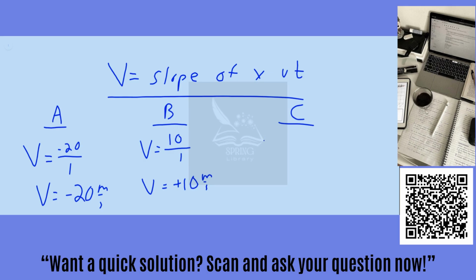And for part C, we don't have a nice 1 second interval we can look at here. The closest we can get is to half of a second. And in half a second, C actually goes up by 20. So 20 divided by 0.5 gives us a positive 40 meters per second for our velocity.